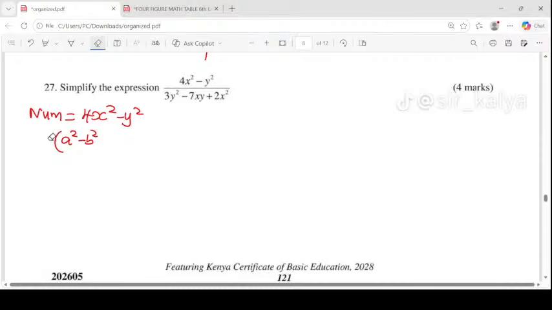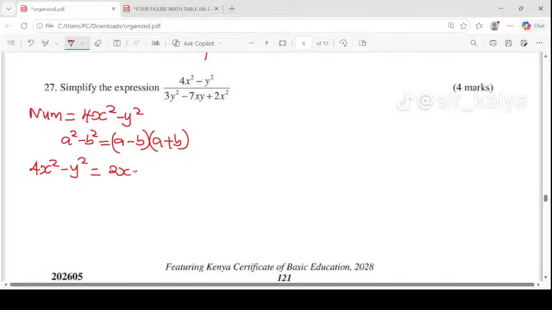Whereby if I have a squared minus b squared, this can be written as a minus b, a plus b. So 4x squared minus y squared can be written as 2x minus y, 2x plus y. That is the answer for the numerator. The concept of the difference of two squares.